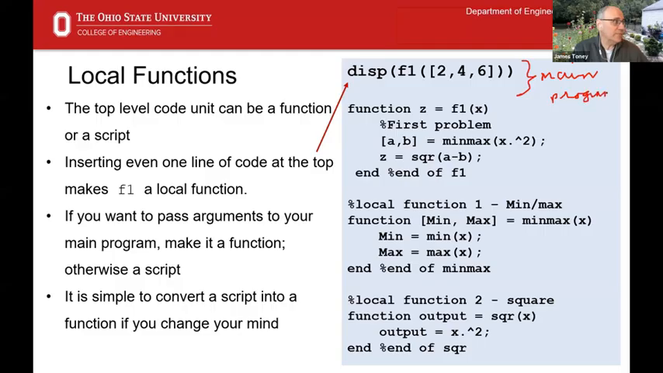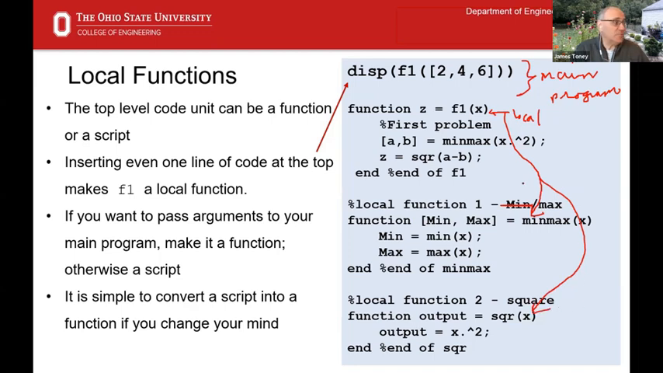Getting a little better at writing with a mouse, right? And then you have all of your functions as local functions in the same file. But it's important to understand, if you put even a single line of code before this first function definition, this is now a local function. Okay. Now all 3 of these functions are local functions. They can only be called by this main program.